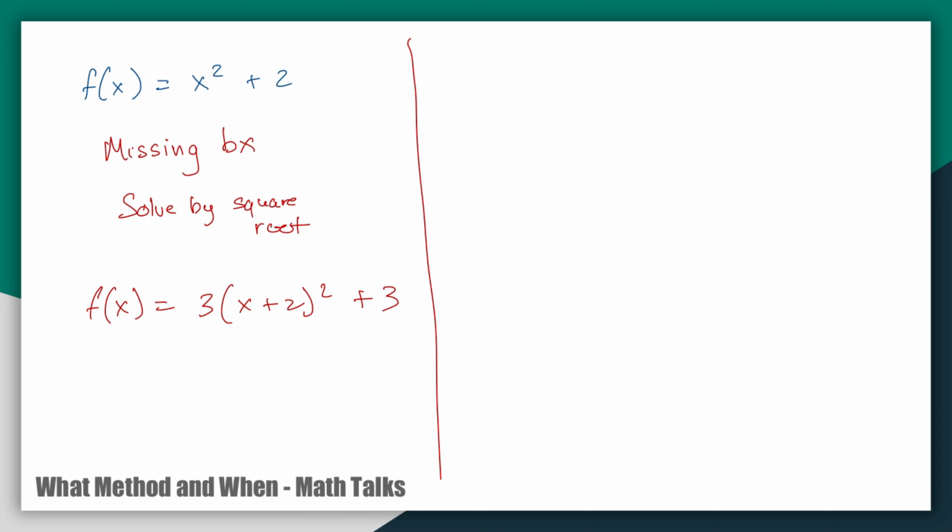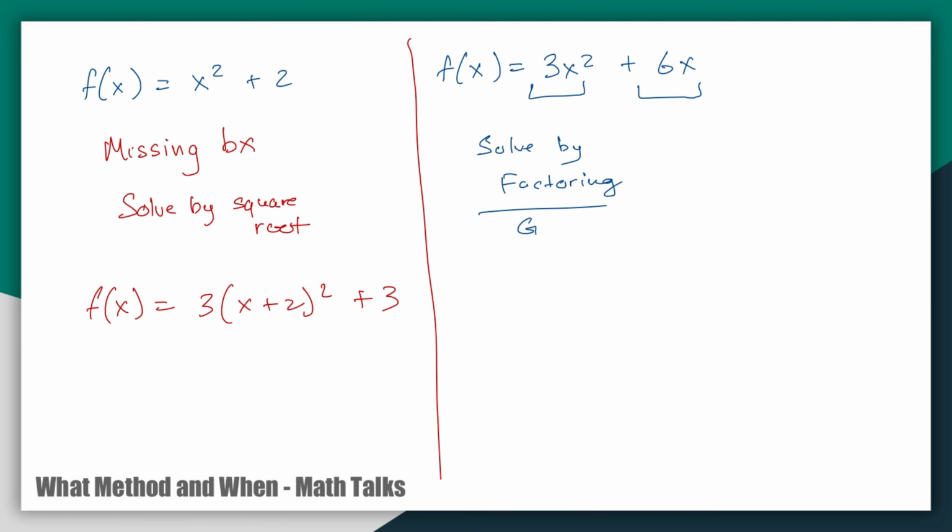Now the next one is, what if you have this? F of x equals, let's do, 3x squared plus 6x. Now you could do the diamond method, but notice how there's a missing c value, and you have a greatest common factor. So you want to solve by factoring, but you're not using the diamond method. You're going to use the GCF.